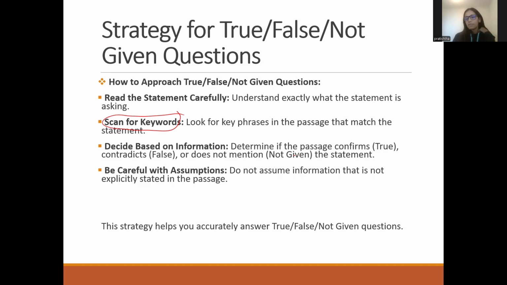Decide based on information. Make sure whether the passage confirms, contradicts, or does not mention the statement at all. Be careful with assumptions. Do not assume things. Assuming is the worst part. Do not assume any kind of information.